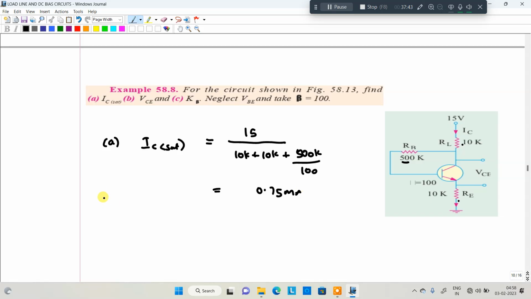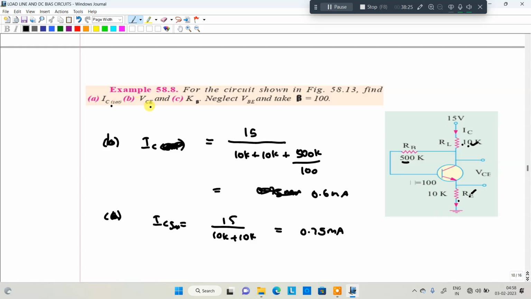Okay. Next, second bit, IC is equal to actual IC. So I'm sorry, this is not IC sat, this is IC. Okay, this is the B bit. IC saturation we'll see now. This value is 0.6 milliamperes. Now we'll see IC saturation. For IC saturation only these two resistors count. So that will be 15 divided by 10K plus 10K, which is equivalent to 0.75 milliamperes. You got IC sat as well as IC also.